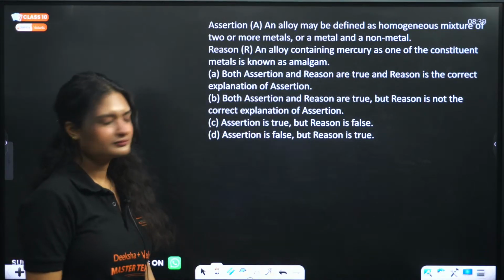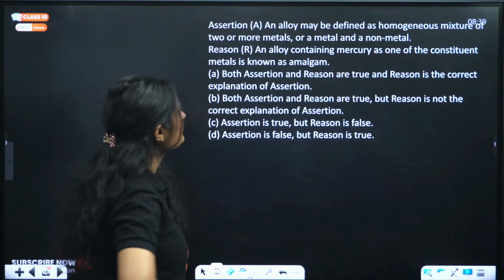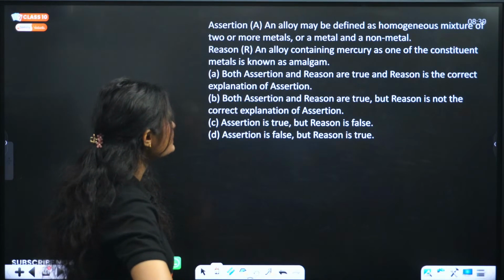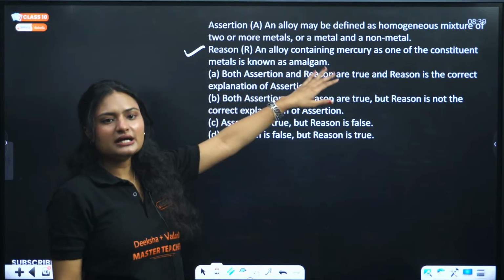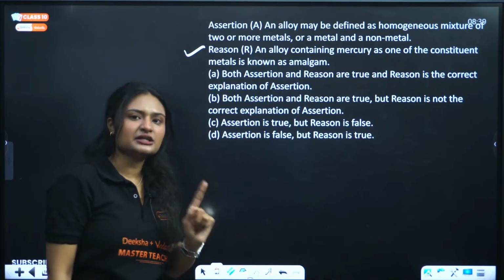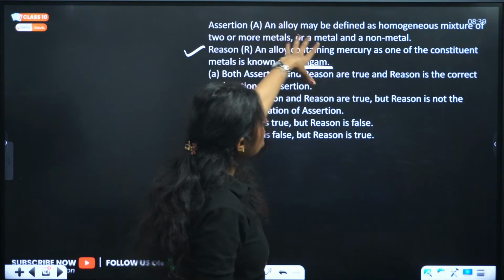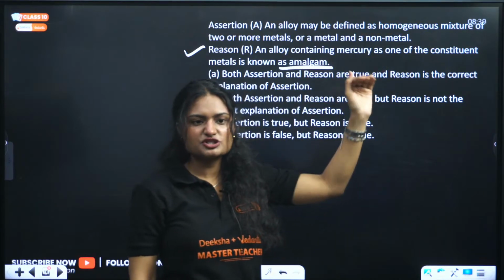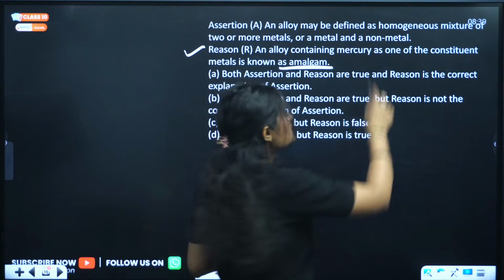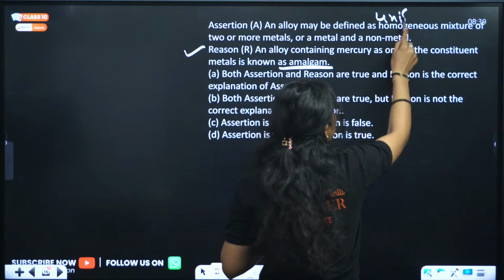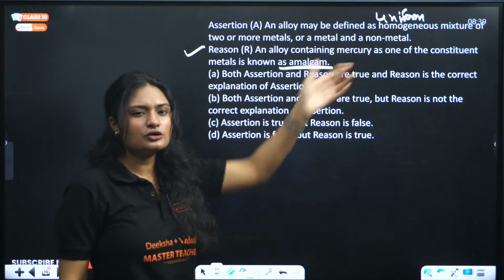Next question. An alloy may be defined as a homogeneous mixture of two or more metals or a metal and a non-metal. An alloy containing mercury as one of the constituents is known as amalgam. For this question, let's have the easy approach. We know the reason is correct because if an alloy has one metal as mercury, it will always be called an amalgam. And the assertion says an alloy may be defined as a homogeneous mixture. Yes, it is, because you are adding in particular quantities and you have a uniform mixture. For now you should understand homogeneous means uniform, of two or more metals or a metal and a non-metal. Clear?